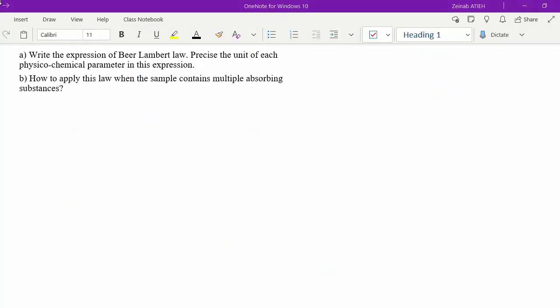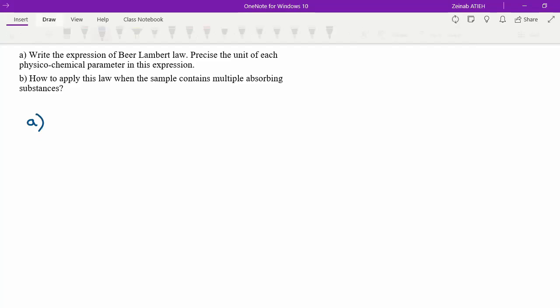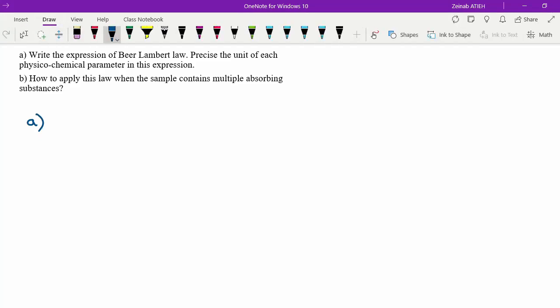This question says, write the expression for the Beer-Lambert law, and precise the unit of each physico-chemical parameter in this expression. So we all know the answer of this problem. This is just a revising problem. So A, the absorbance, equals epsilon LC. This is the Beer-Lambert law, and the absorbance has a unit of unit absorbance, or it's unitless.